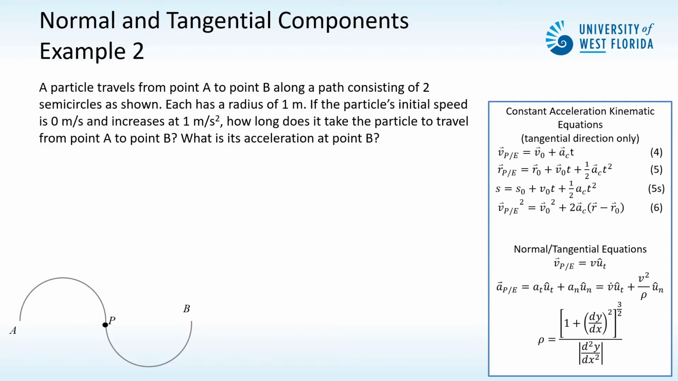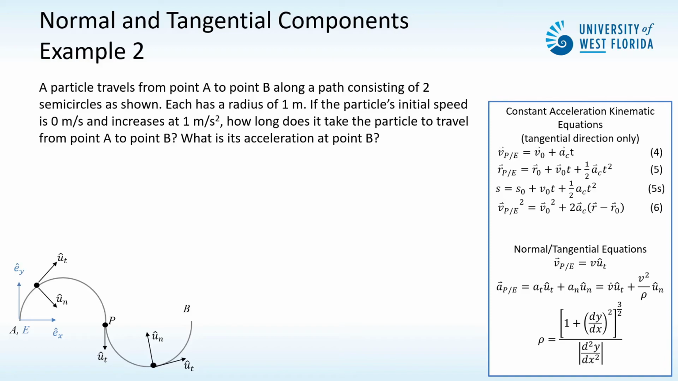To solve this problem, start by adding an Earth-fixed Cartesian reference frame at point E, which I will co-locate with point A. Then add normal tangential components fixed in the path of motion. Note also that the direction of un will always point toward the center of curvature of the path of motion, so it will transition at point P from pointing toward the center of the semicircle on the left to pointing toward the center of the semicircle on the right.